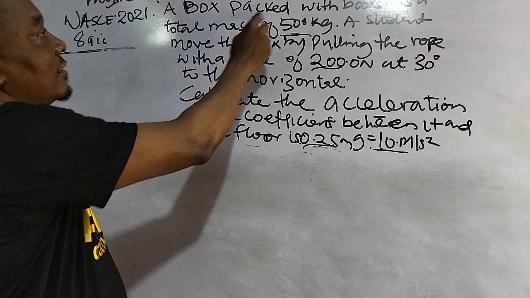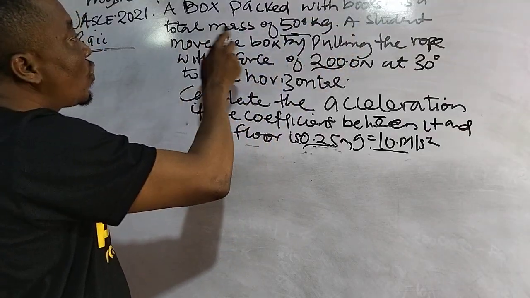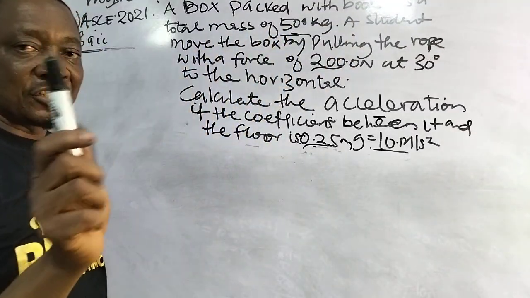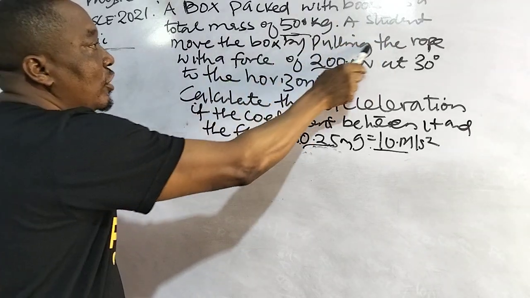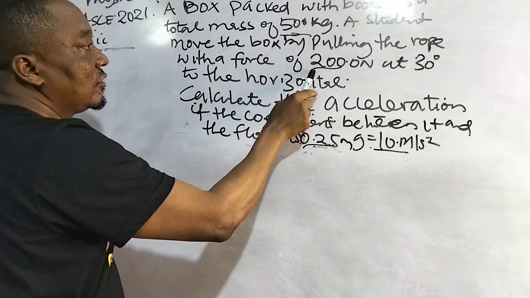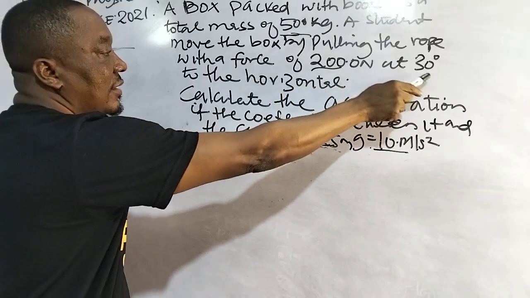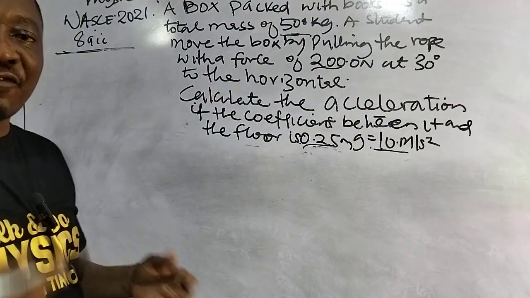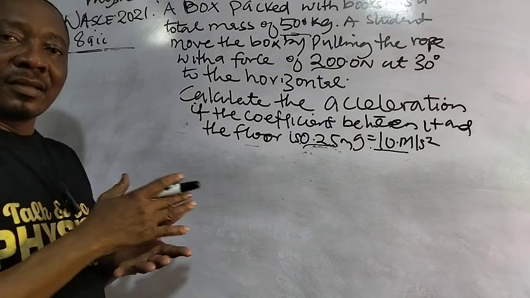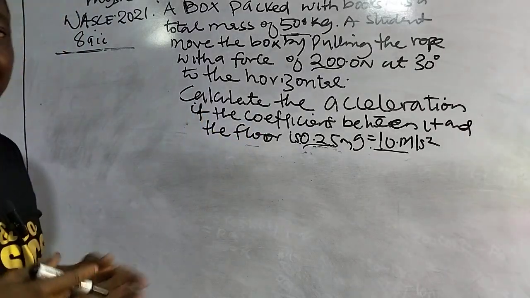A box packed with books has a total mass of 50 kg, underline 50 kg. A student moves the box by pulling the rope with a force of 200 newtons at 30 degrees to the horizontal. Calculate the acceleration. First and foremost, we are going to demonstrate by illustrating the diagram.